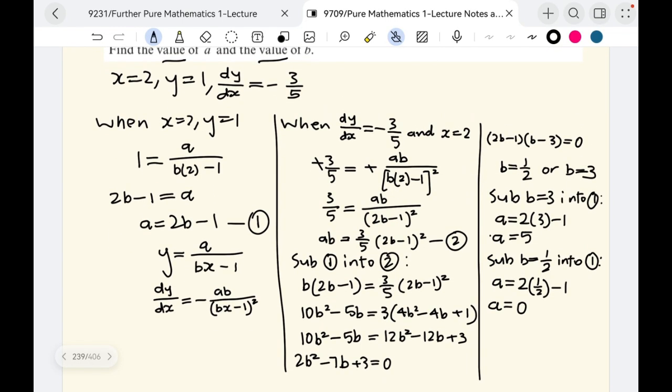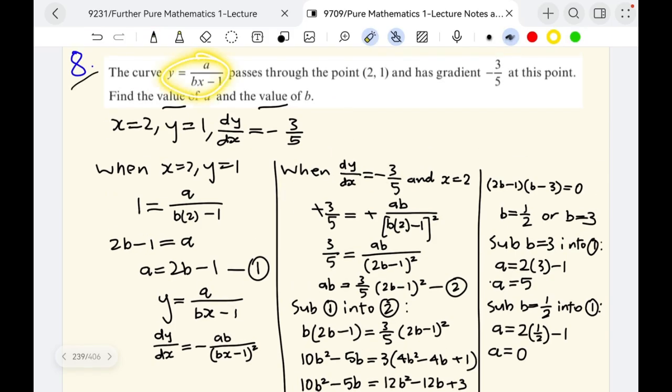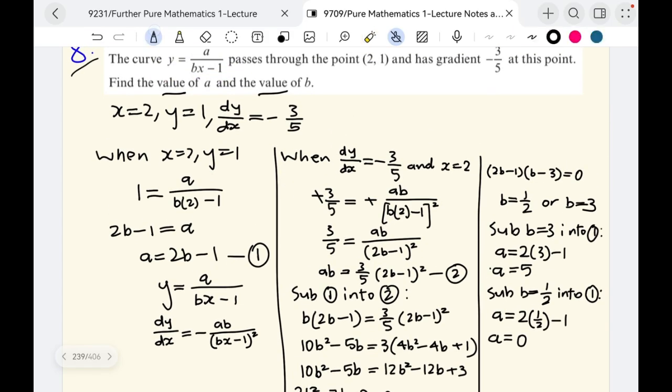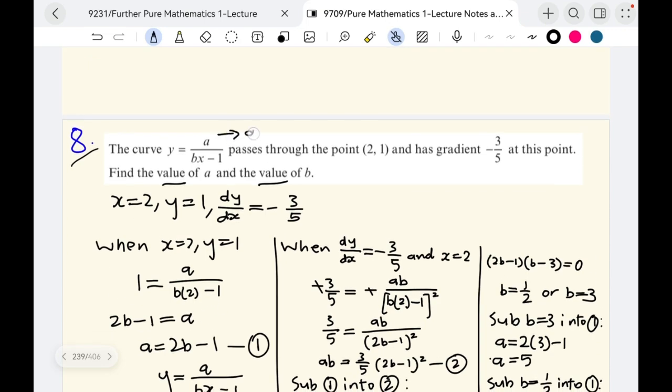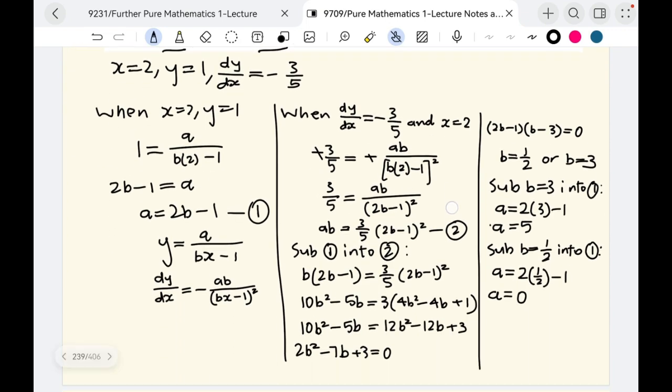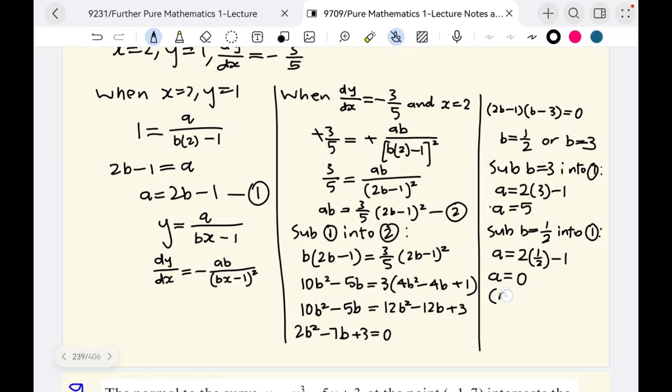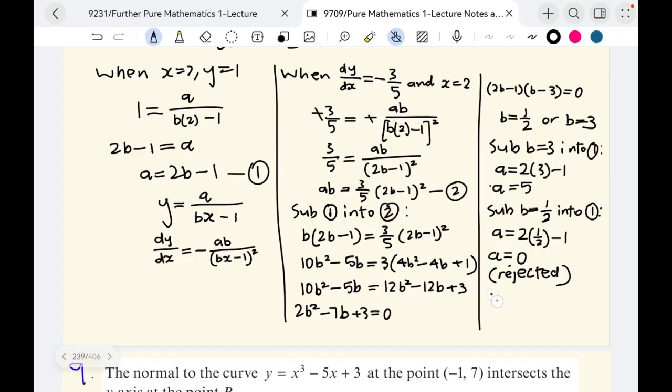So what you can see over here, for this curve, a cannot be 0, obviously. Which means we have to reject the answer for b equals 1 over 2, because this leads to a equals 0. So you have to restate again. The actual answer for a is 5 only, meanwhile b is 3.